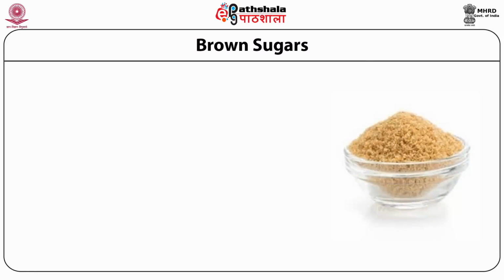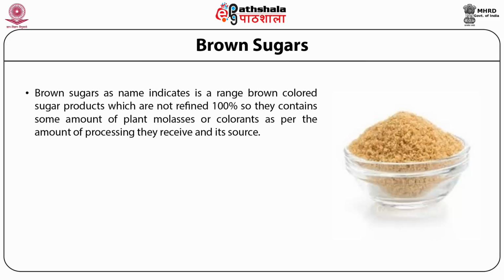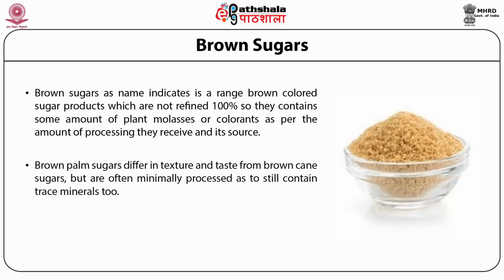The other type of sugar is brown sugar. Brown sugar, as the name indicates, is a range of brown colored sugar products which are not refined 100%. So they contain some amount of plant molasses or colorants as per the amount of processing they receive and their sources. The brown palm sugars differ in texture and taste from brown cane sugar but are often minimally processed so as to still contain trace minerals too.